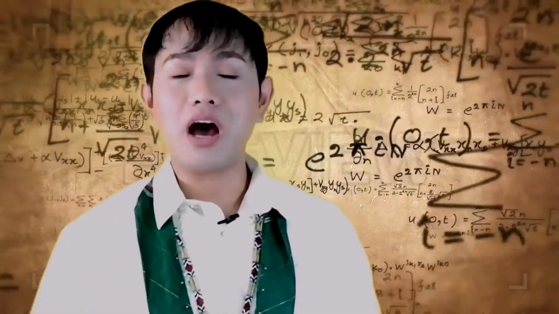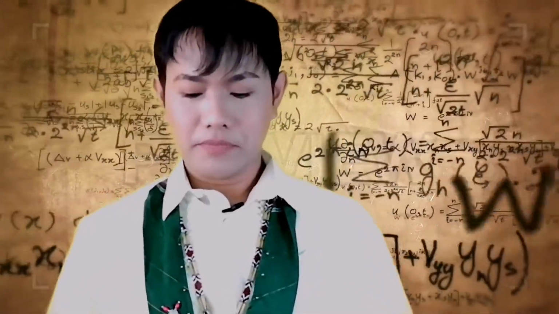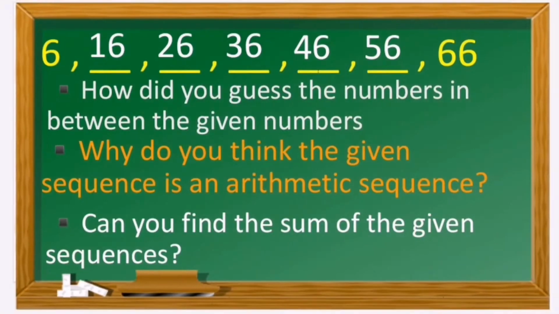Now, these are the guide questions. First, how did you guess the number or the numbers in between those numbers or terms? Second question that you are going to reflect on is, why do you think these sequences can be considered as arithmetic sequences? Third question, can you find the sum of the sequences that I have just made mention of?